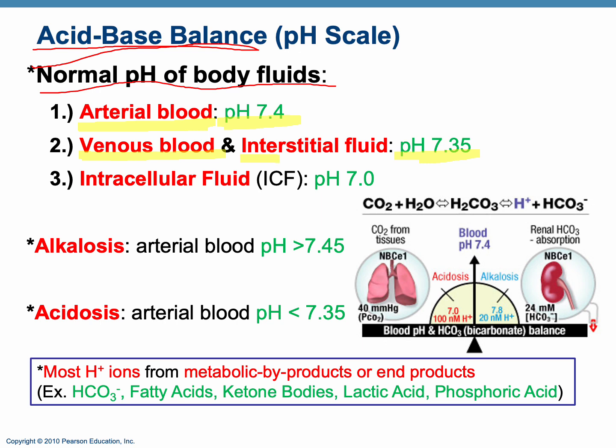And that's also the case for interstitial fluid. Remember, that's the fluid found outside of cells. And then we have the intracellular fluid, ICF, which has a pH of 7, right at neutral.